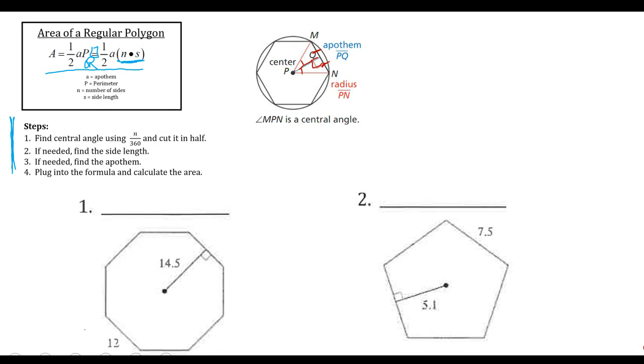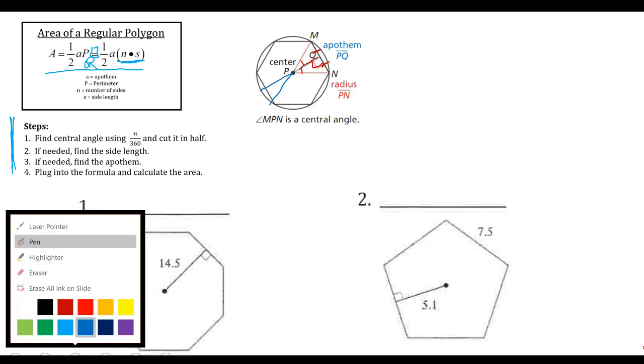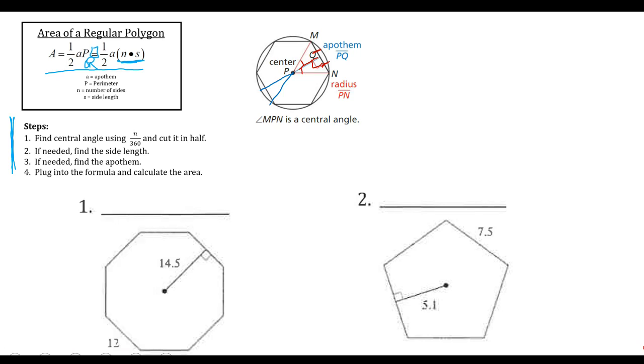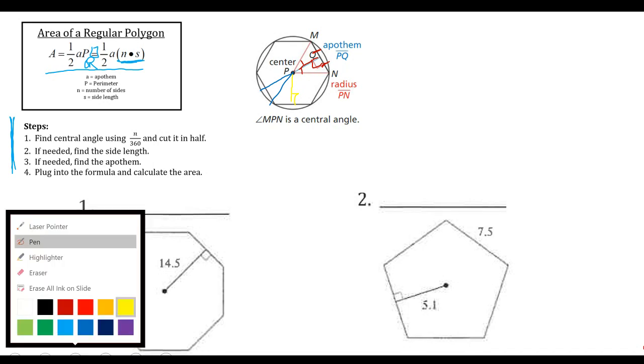What do I mean by that? This is an example of the radius. This is another example of the radius. However, this, in a different color, is an example of the apothem. It's only going to the polygon there, not the edge of the circle. So that's important.